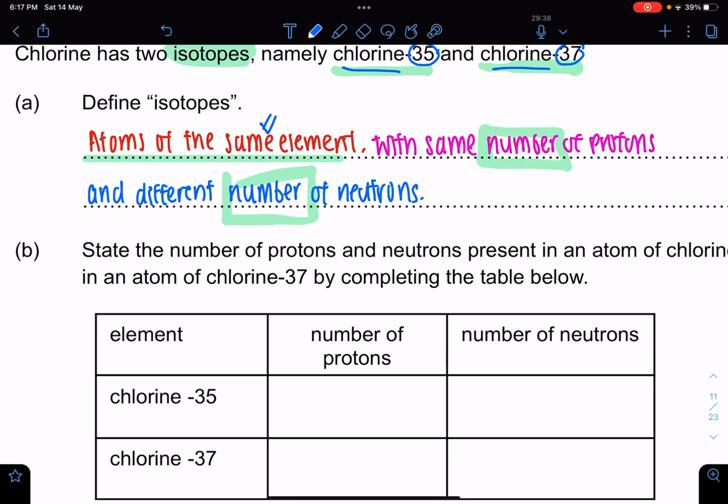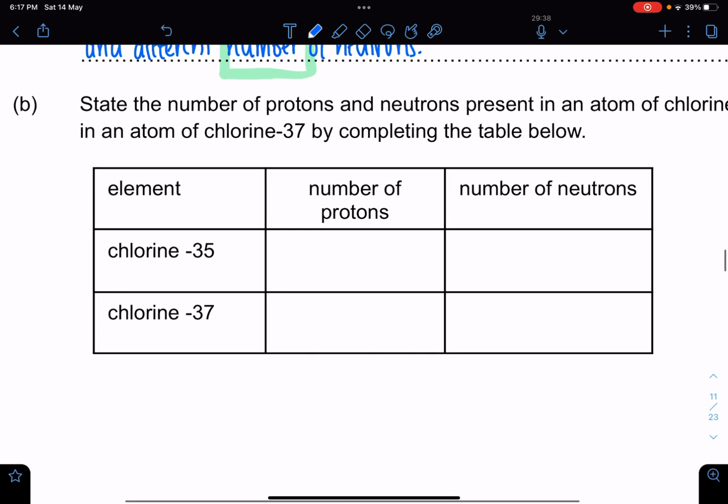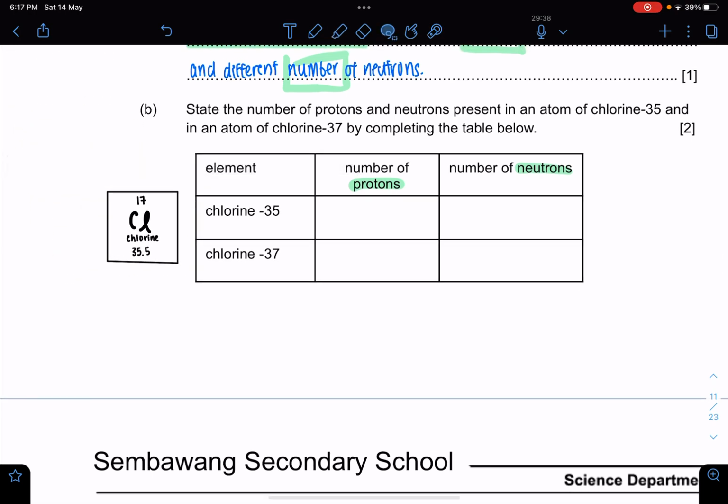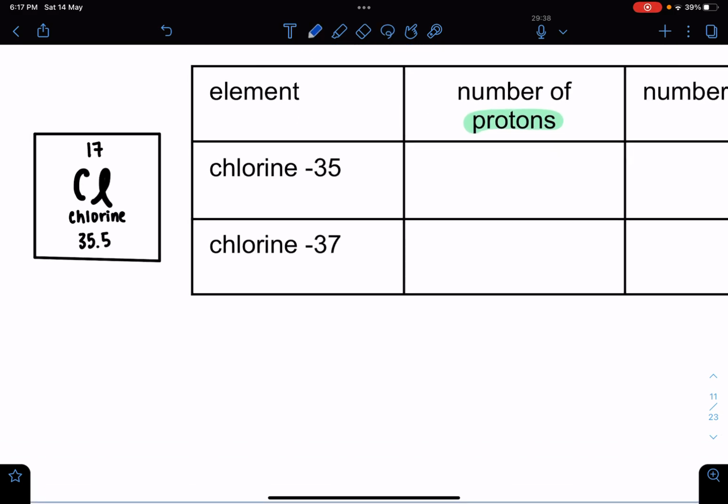So in the next part of the question, we're supposed to find out how many protons and how many neutrons there are in chlorine 35 and chlorine 37. How do we do this question? Go to the periodic table. You should be able to see a tile of chlorine in group 7. Right, chlorine looks something like that. So this number at the top here represents the proton number. So for both chlorine 35 and chlorine 37, we said that they have the same number of protons, right? So both of them will be 17.